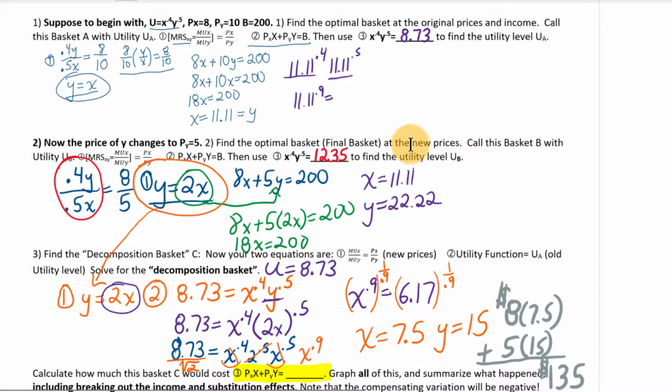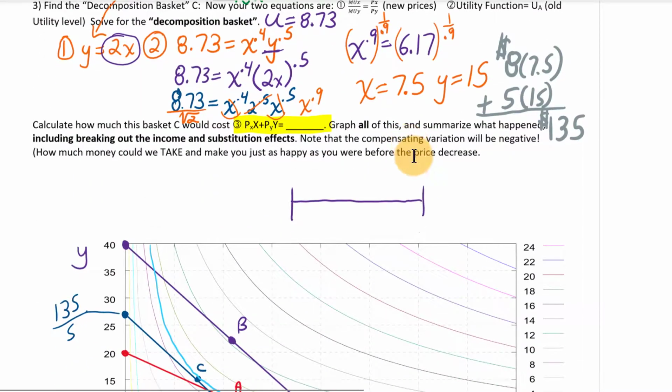So good Y, we were buying 11. So 11.11, so this is for Y. And after the price change, price dropped, we bought twice as much. And then this hypothetical basket said we should buy 15 if we were to compensate the person for the price change, which in this case means taking money away.